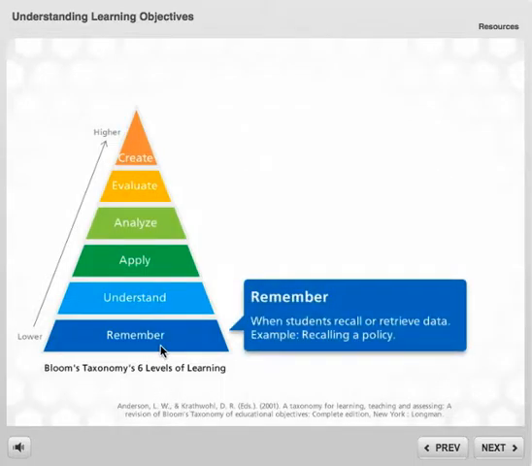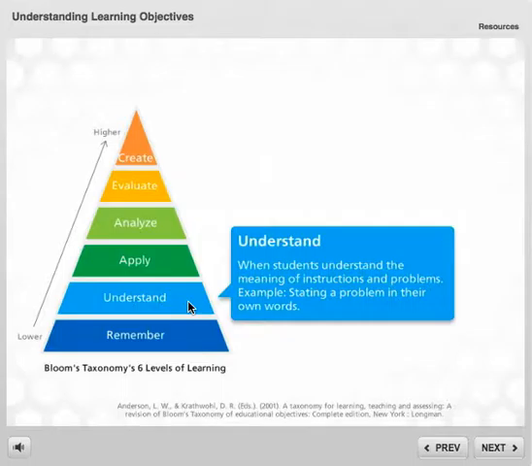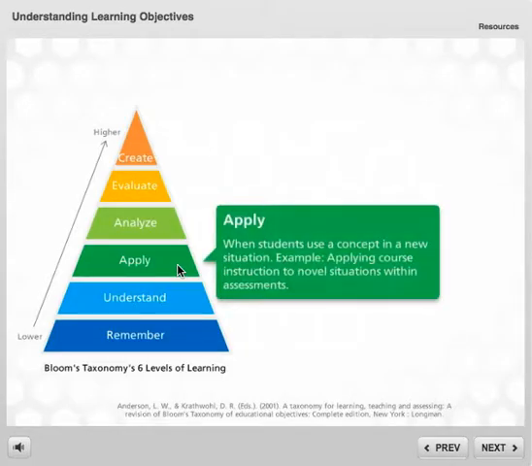Remember, when students recall or retrieve data. For example, recalling a policy. Understand. When students understand the meaning of instructions and problems. Example, stating a problem in their own words. Apply. When students use a concept in a new situation. For example, applying course instruction to novel situations within assessments.